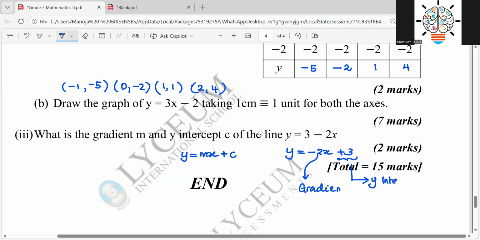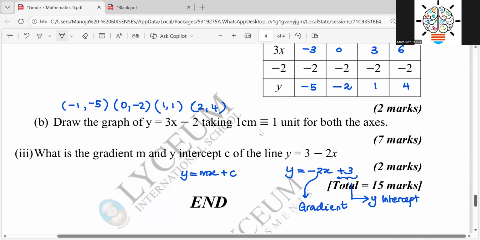And some students make a mistake when they are asked to write the gradient. They just write it as minus 2x. No, the minus 2x is not the gradient. Gradient is only the minus 2. X is the variable. And the plus 3, you want to write the gradient and the y-intercept with the sign. Negative 2 is the gradient and positive 3 is the y-intercept.